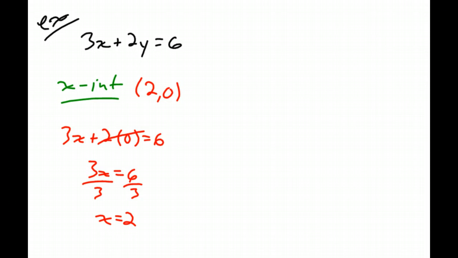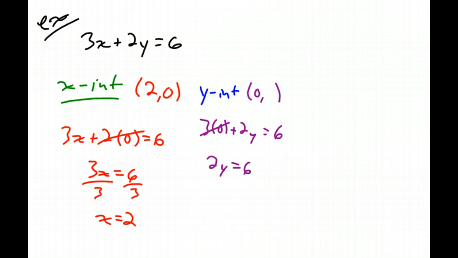There's one point. The other one that we have to find is the y-intercept. About the y-intercept, we know that the x is 0. So whatever y is, I know that x is 0, so I can plug in 0 for x, so that I have 3 times 0 plus 2y equals 6. 3 times 0 is 0, so 2y equals 6. Divide by 2 on both sides, so y must be 3. So I have my y-intercept 0, 3.